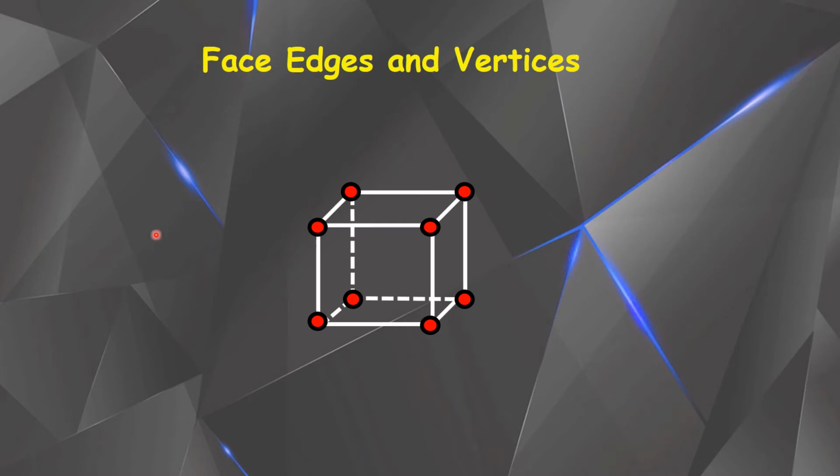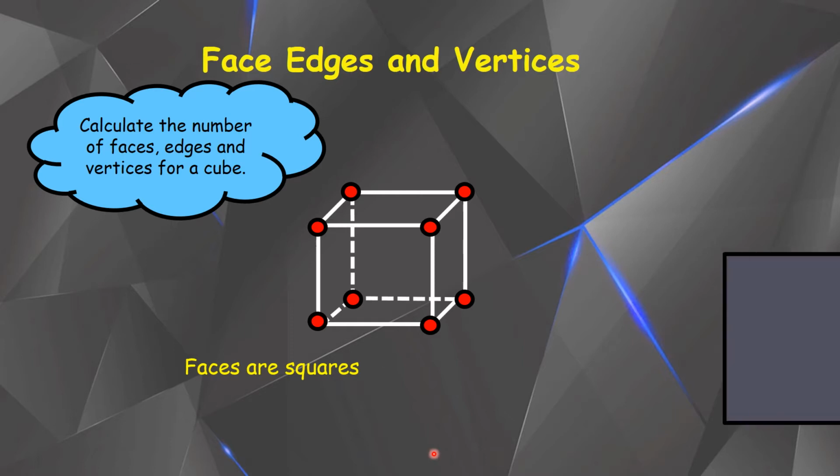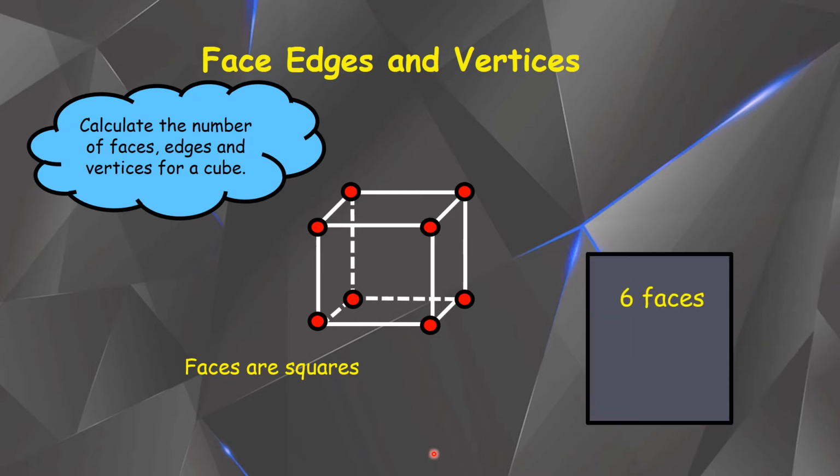Well, let's discuss face, edge, and vertices. Calculate the number of faces, edges, and vertices for a cube. Let's check how it works. See, we know faces are squares. In the case of a cube, there are 6 faces, right? Look at this: 1, 2, 3, 4, 5, and the back side 6. So a total of 6 faces are there.